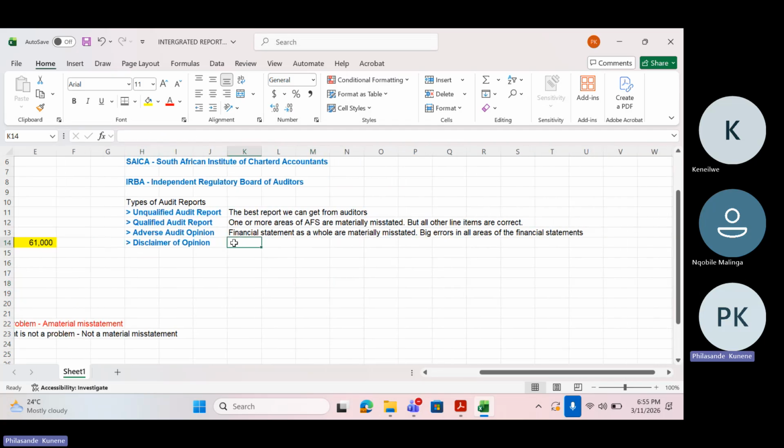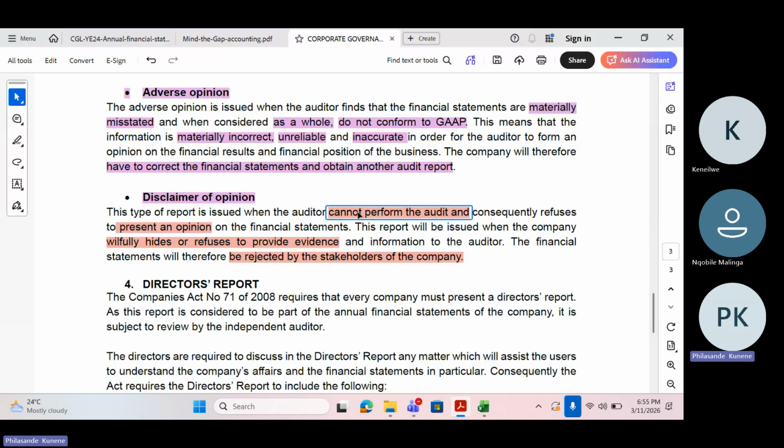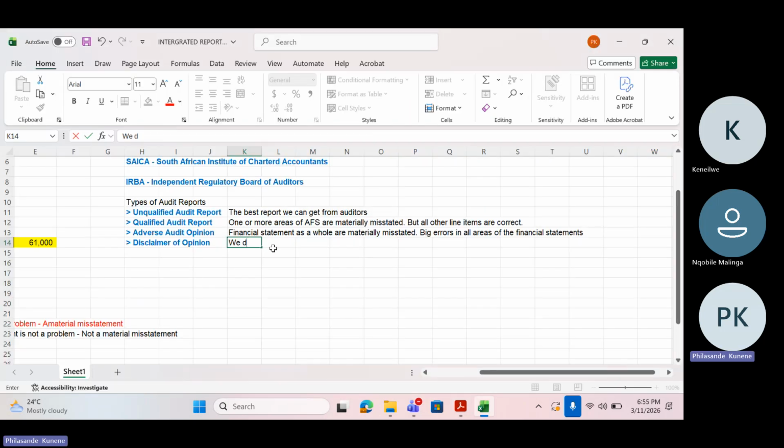Disclaimer. We did not obtain information, therefore we did not perform an audit. This type of report is issued when the auditor cannot perform the audit and consequently refuses to present an opinion on the financial statements. We do not present the opinion due to not receiving supporting documents, the documents needed to perform the audit. Okay.